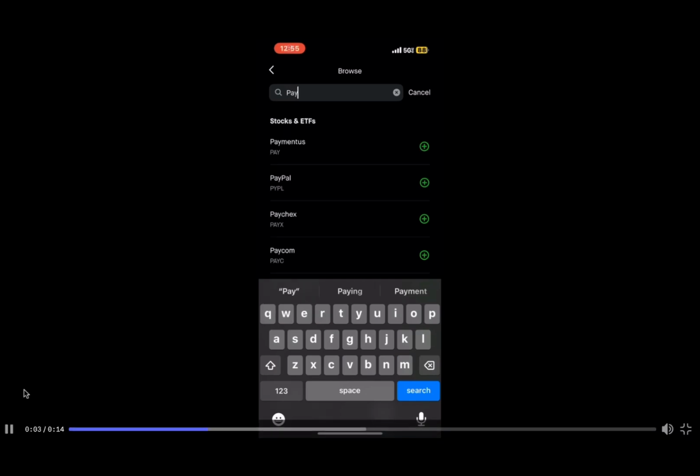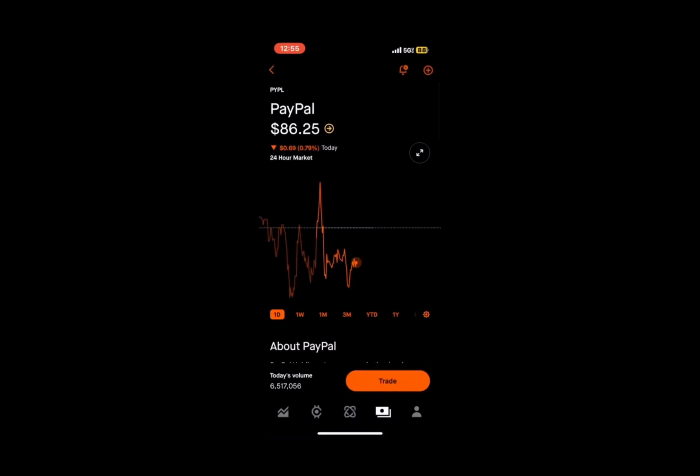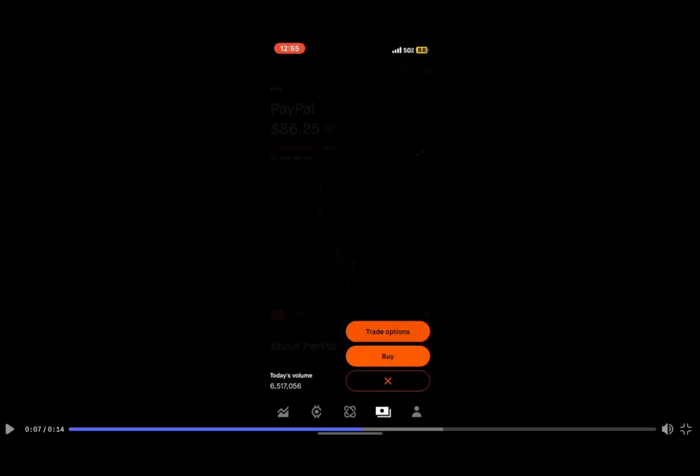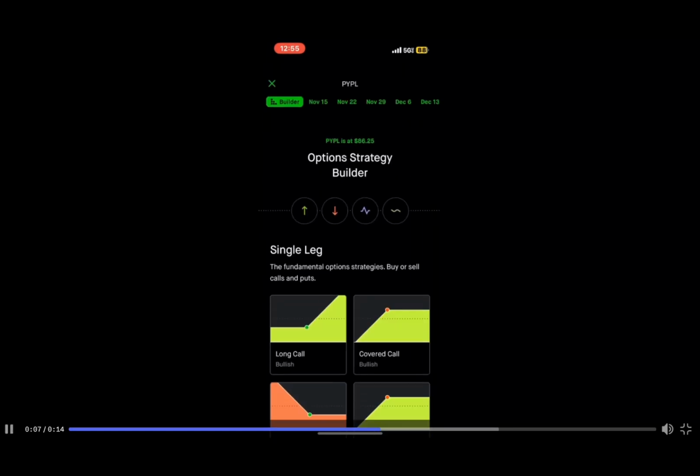So here, first of all, he's written PayPal, P-Y-P-L is the ticker symbol. That's the stock I called out in the chat today, in the small accounts challenge specifically. If you are trading on Robinhood, and I'll show this on Webull later, you'll click trade at the bottom, click trade options, not buy. If you buy, you're buying shares, you're buying long term. But we want to buy options, right?